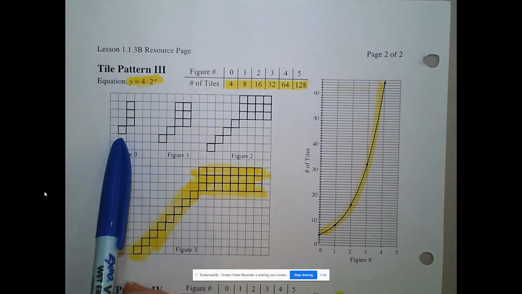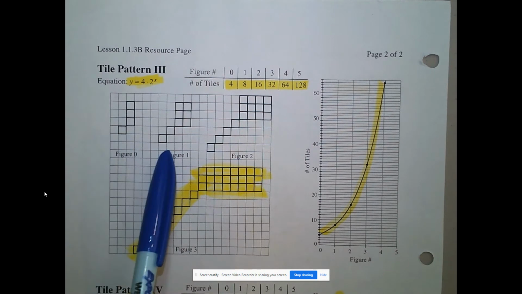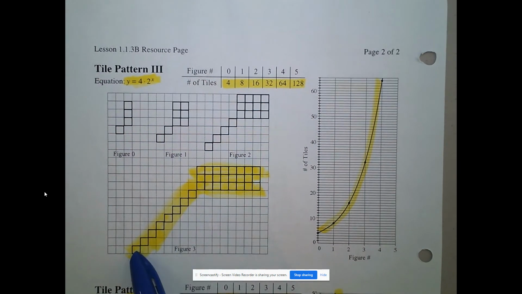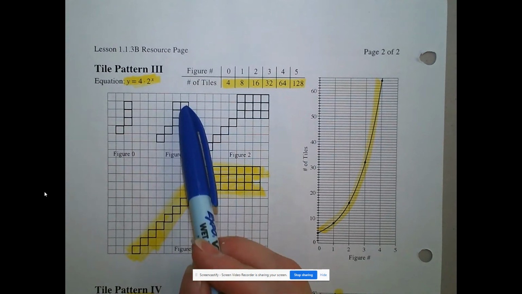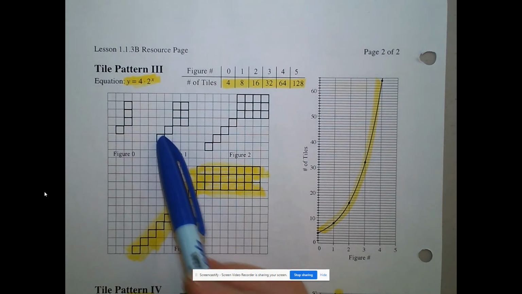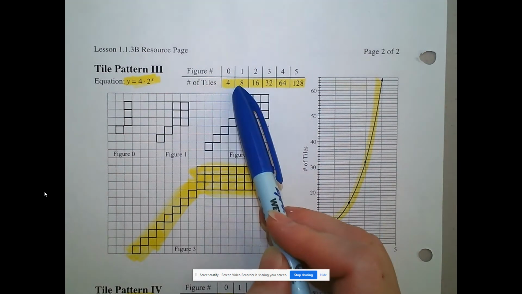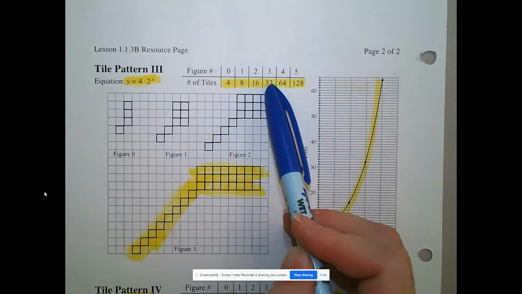There's a second pattern going on where there's 1 square, and now it doubles to 2 squares, and now it doubles to 4 squares, and then it doubles to 8 squares. So each new pattern, first I got 1, 2, 3, 4, and then I got 2, 4, 6, 8. So I got plus 4, plus 8, plus 16.